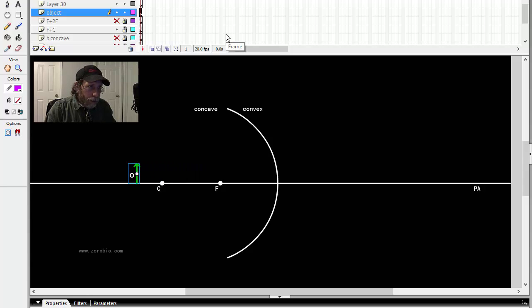So I'm going to move the object out here, all right? And let's do an experiment, and let's see where the image will be produced if the object is that distance out beyond C. And by the way, C is twice the focal length. If the focal length here is the distance between the vertex and F, if that was 2 centimeters, then the distance between the vertex and C would be 4 centimeters, twice the focal length. Okay, so it's almost as if this is referred to as 2F.